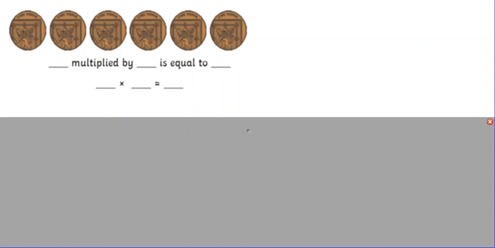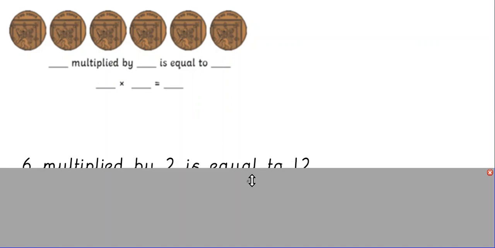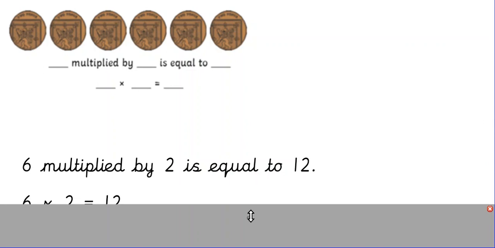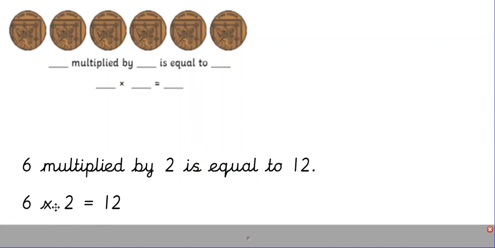Okay, let's have a look at the answer then. So we've got 6 multiplied by 2 is equal to 12 because we've got 6 groups. We've got 2 in each group, which is equal to 6 multiplied by 2 equals 12. Well done if you got that correct.